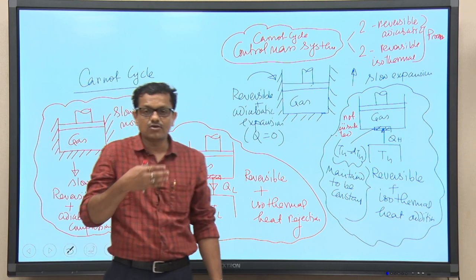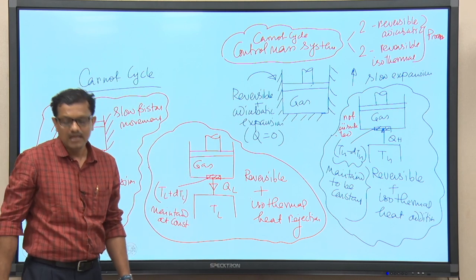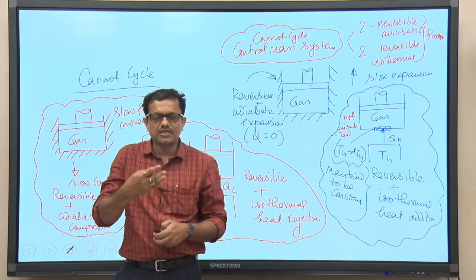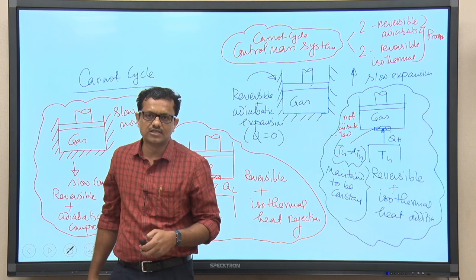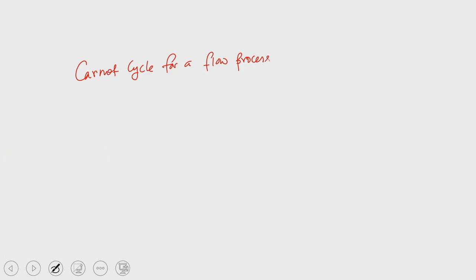If we can conceptualize such an ideal cycle for a flow system, that would be the Carnot cycle for the flow process, a hypothetical power plant which operates using this cycle. So now we are going to discuss the Carnot cycle for a flow process.